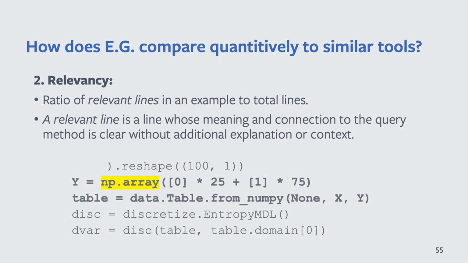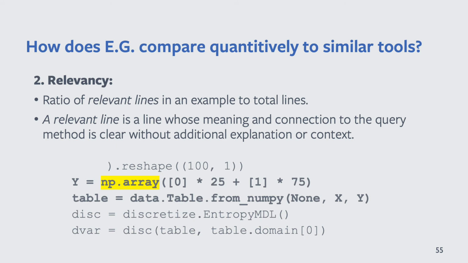A relevant line is a line whose meaning and connection to the query method is clear without additional context. Relevant lines were determined by manually looking at the code examples. For instance, in the code example for np.array shown here, the first line does not show how or why reshape is called, so this line is deemed irrelevant. Without additional context, we also don't know what discretize.entropy MDL does, so lines 4 and 5 are not relevant.